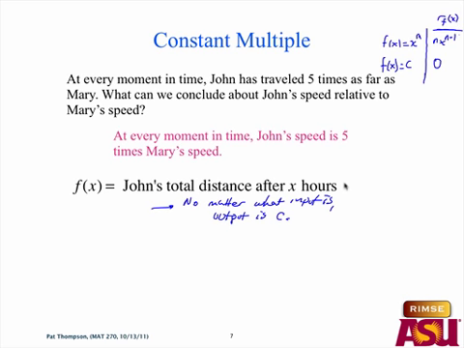Okay, so John's total distance after X hours is F. Mary's total distance after X hours is G. So what statement using F and G says this? John has traveled 5 times as far as Mary. Can you set up a mathematical statement with the functions F and G that says John has traveled 5 times as far as Mary? What would that be?